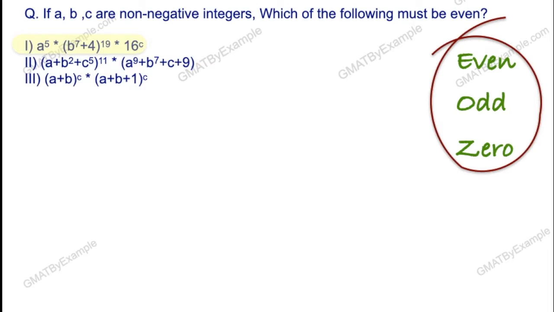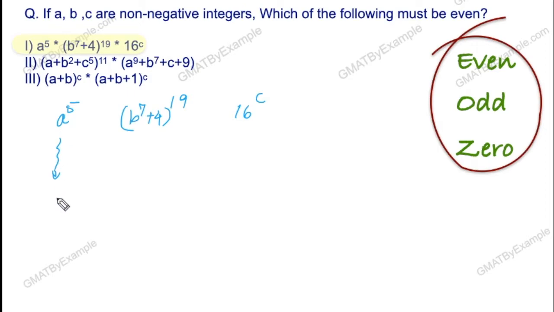In statement 1, I have been given a to the power of 5 multiplied by b to the power of 7 plus 4 raised to the 19, multiplied by 16 to the power of c. If you have viewed my basics of even and odd integers video, then you know that known powers do not add anything to the numbers. For example, if a is odd, then a to the power of 5 will always be odd. If a is even, then a to the power of 5 will also be even. In other words, powers do not add anything to the nature of even or odd.